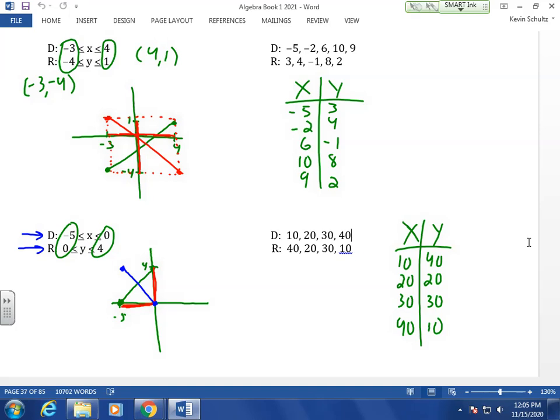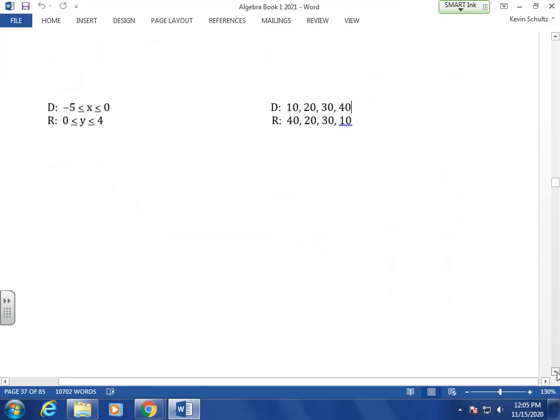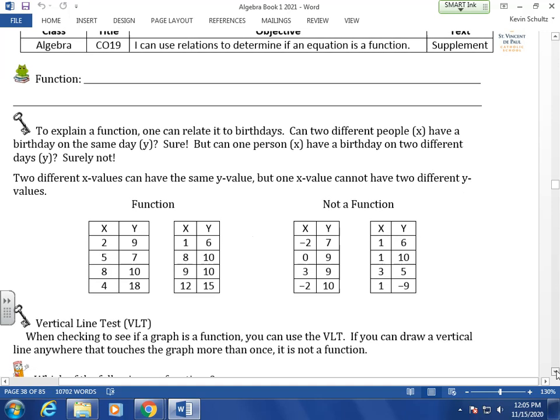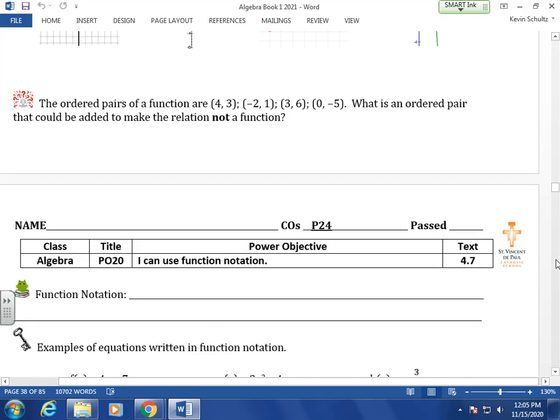Then we went on to CO19, where we learned about functions and had a lot of fun doing it. Pause for laughter. Okay. And your one question you needed to do was down here, the brain buster at the bottom. The ordered pairs of a function are 4, 3, -2, 1, 3, 6, and 0, -5.